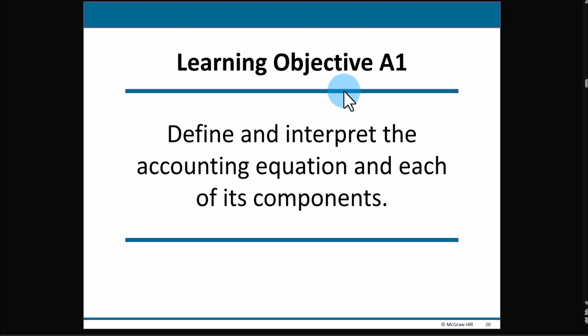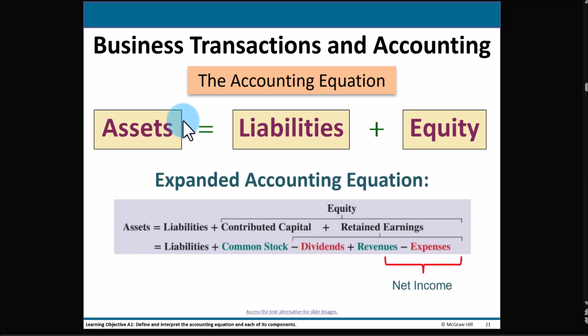Okay, accounting students, this is part 2 of our chapter 1 video lecture, where we're going to be learning about the accounting equation and how to use it to record business transactions. First, the accounting equation is assets are equal to liabilities plus the company's equity.